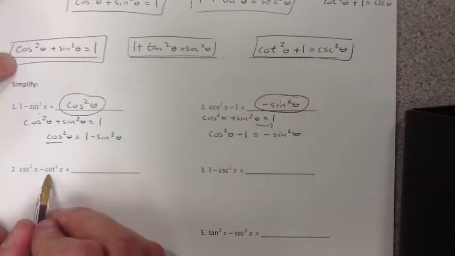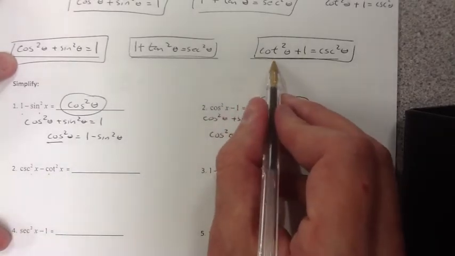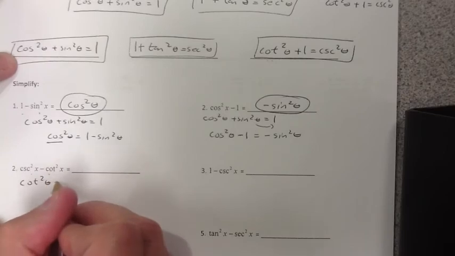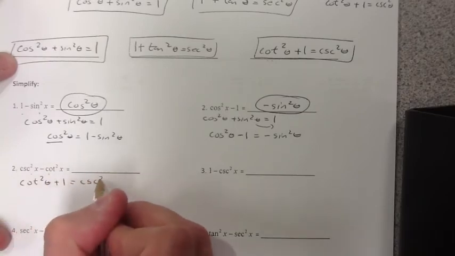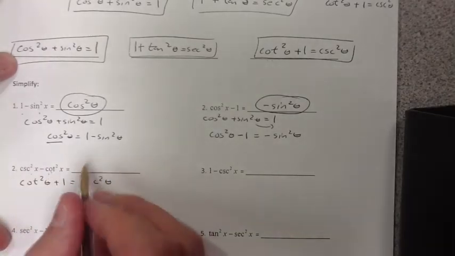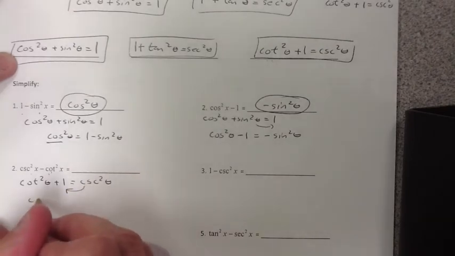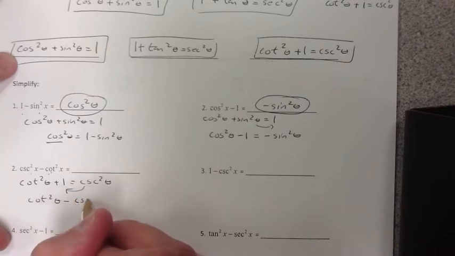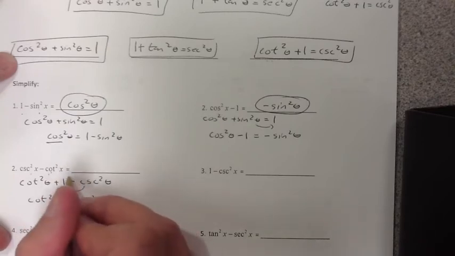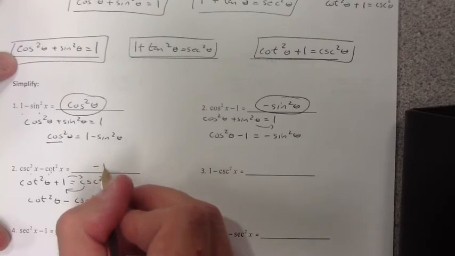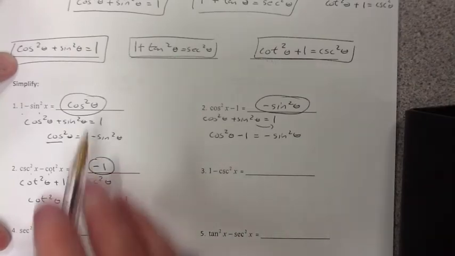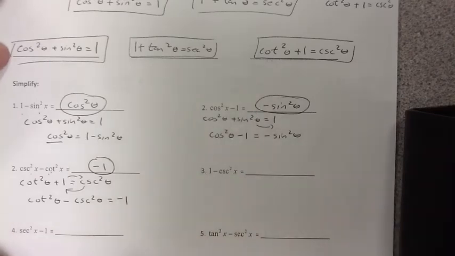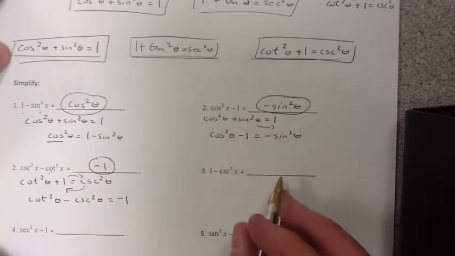What about cosecant squared minus cotangent squared? Well, that's going to be using my third Pythagorean identity: cotangent squared of theta plus 1 equals cosecant squared of theta. I want to get this, so I'm going to bring over my cosecant squared. So I get cotangent squared of theta minus cosecant squared of theta, and I bring over the 1, negative 1. This is just negative 1. Now, you do have to have all three of these memorized, so please make sure you take the time to practice these and memorize those.